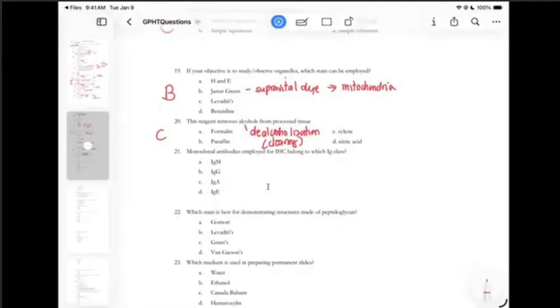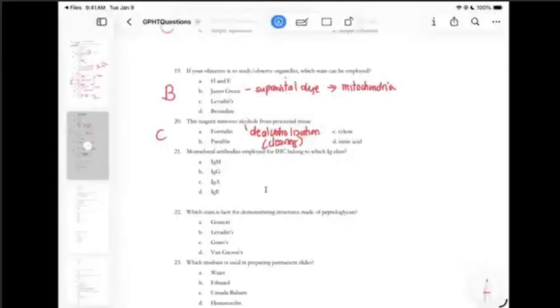So xylene is also the routine clearing agent. Okay, so it's also a rapid clearing agent used in routine histopath. Okay, so formalin is for fixation. Si paraffin, ang paraffin for impregnation or infiltration. Nitric acid, that's for decalcification. So for number 20, this is letter C.